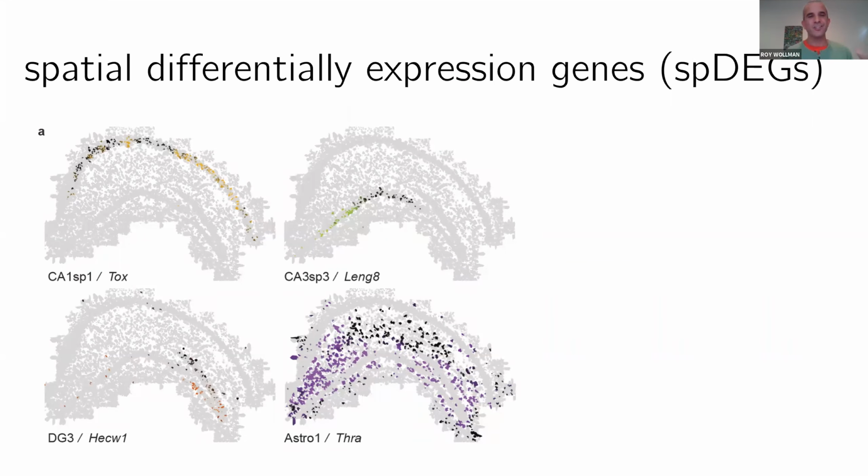Okay, and finally, we looked at that sample and tried to identify spatially differential gene expression. We said, within a specific subtype, so if I look at CA1, SP1, only for that specific cell type, what is the expression of one of those genes, for example the tox gene? Is it uniform, or does it have specific differences in its spatial pattern? And we found lots of those. This is just 4 examples. It's always a cell type and a gene, so the tox gene in the CA1, SP1 subtype and so on.